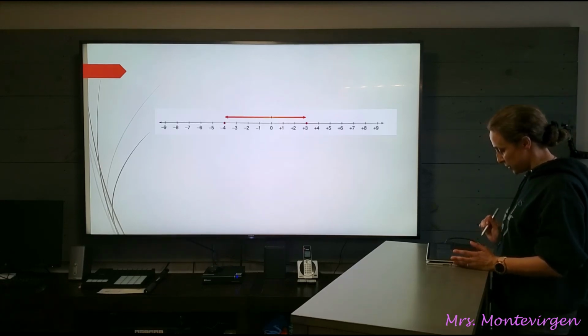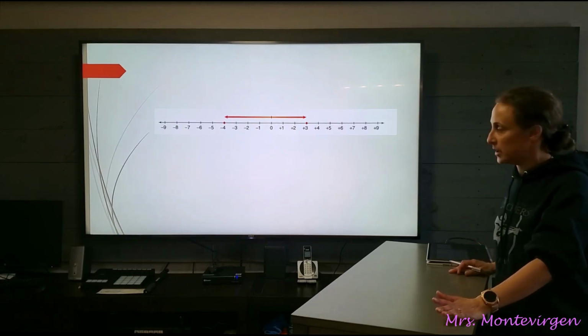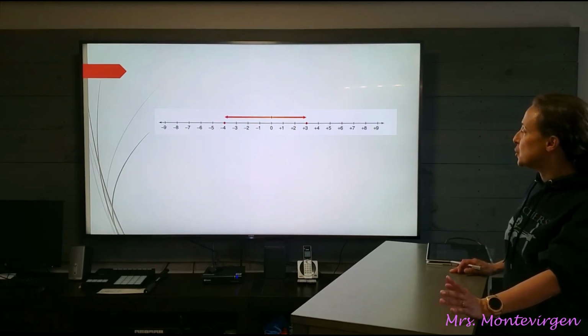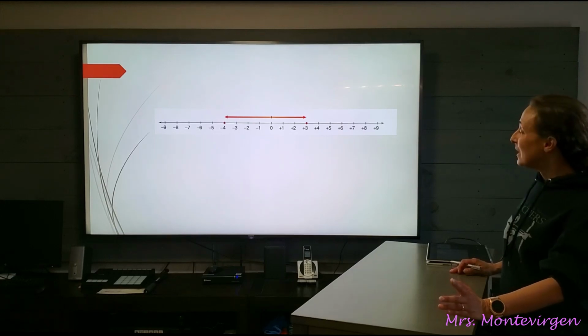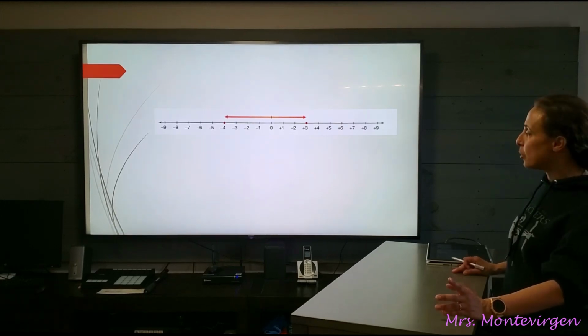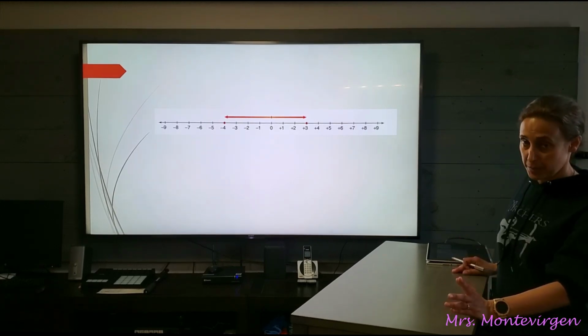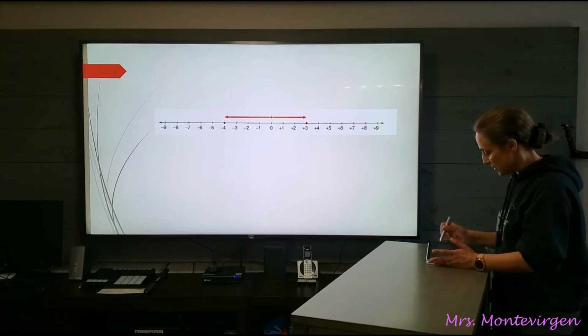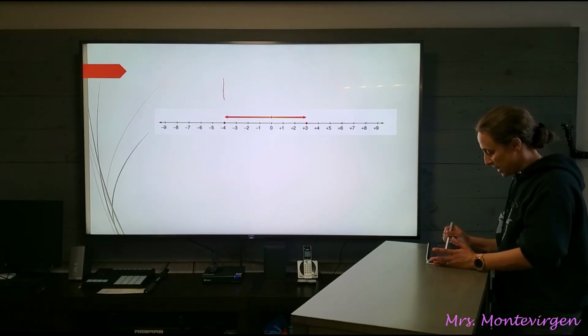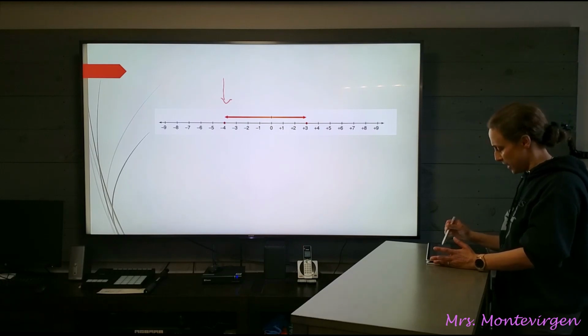So now I'm going to move on to another question. Here I have 2 numbers that I need to compare. This is a little bit different, because now we're going to compare a negative number to a positive number. Here on this number line, you'll see I have a negative 4 down here, and I have a positive 3 here.